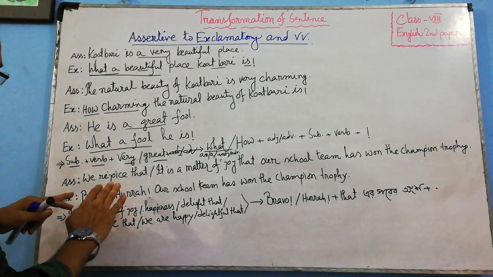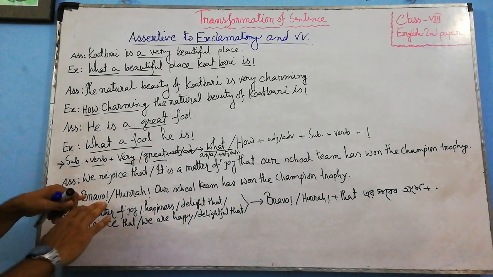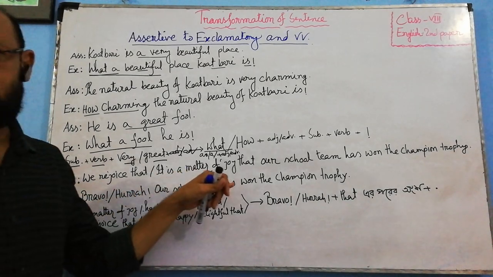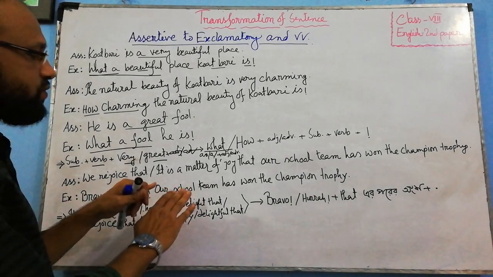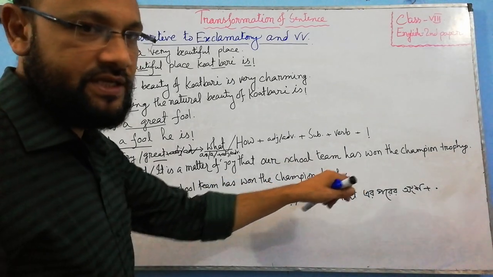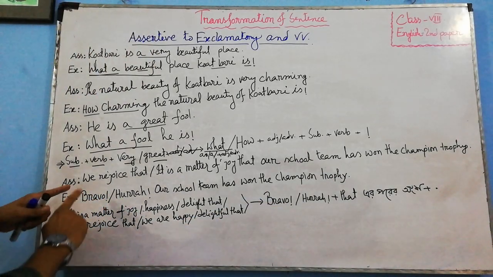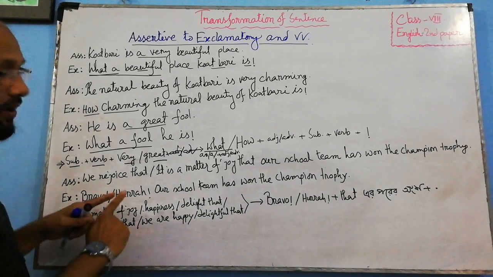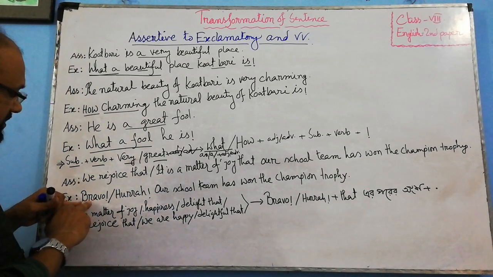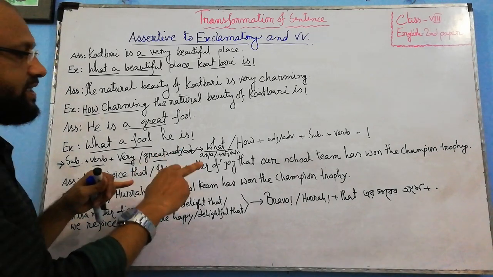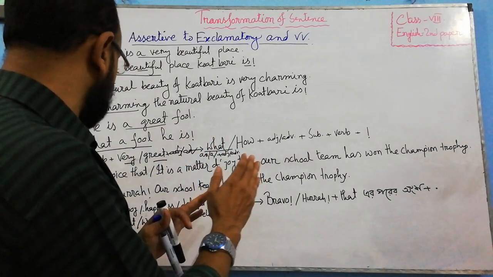And how do we make it an exclamatory one? Bravo or hurrah, our school team has won the champion trophy. How do we make it exclamatory? We use bravo or hurrah. We rejoice that, or it is a matter of joy that, or it is a matter of happiness that, or it is a matter of delight that.